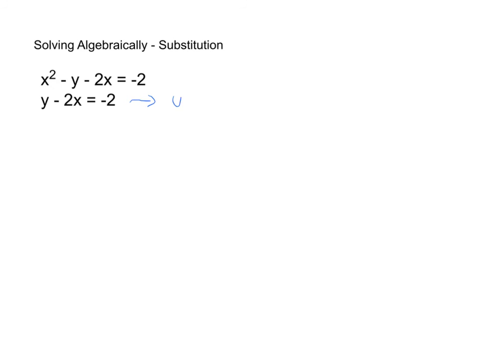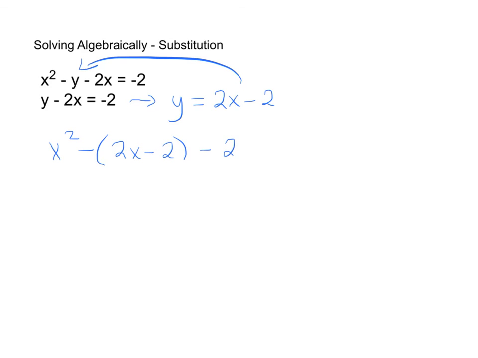This becomes y equals 2x minus 2, just adding 2x to both sides. And then we can substitute that into here for the y, so we get x squared minus (2x minus 2) minus 2x equals negative 2. And what we have here is a quadratic equation in just x, which means it has x's and x squareds, that we can solve. Expand and simplify, get everything on one side of the equation, and then factor. So that's what I'm going to do now.